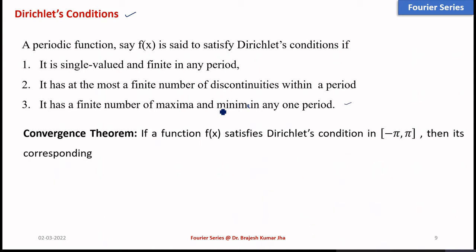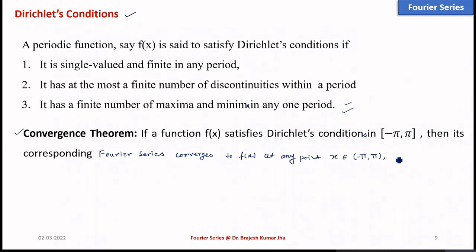Okay, so now, it can be observed that all the periodic functions found in engineering applications can be expressed as a Fourier series. Now, after defining the Fourier series, the convergence theorem. It states that if a function f(x) satisfies the Dirichlet condition, so these conditions are given here, in the interval minus pi to plus pi, then its corresponding Fourier series converges to f(x) at any point, let's say x, which belongs to minus pi to plus pi, where f(x) is continuous.